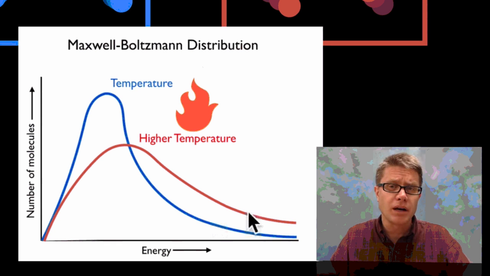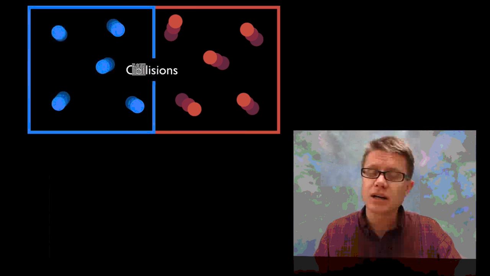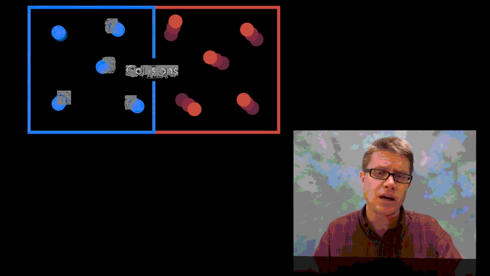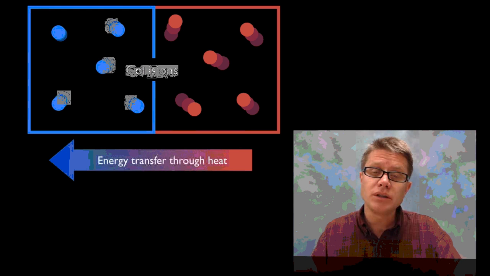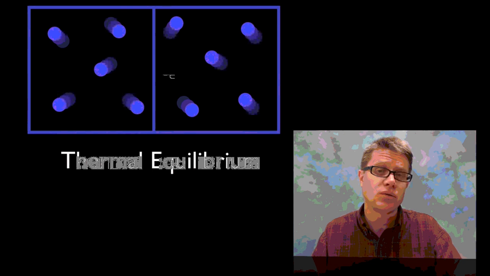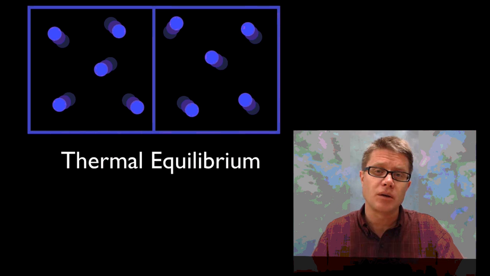But in the warmer body, that average kinetic energy is going to be greater. And so if we ever put them in contact with another, there's going to be a lot of collisions between these molecules. And as they collide, they're transferring some of that kinetic energy. So what we're really doing is transferring energy from the warmer object to the colder object through heat until they eventually reach what we call thermal equilibrium. In other words, it's the same average kinetic energy on both sides.